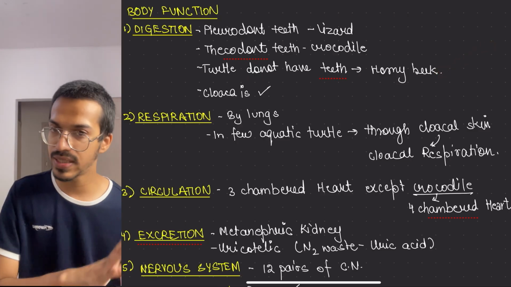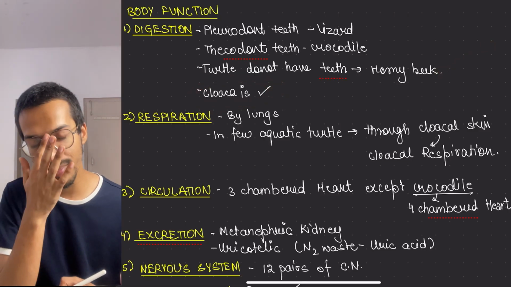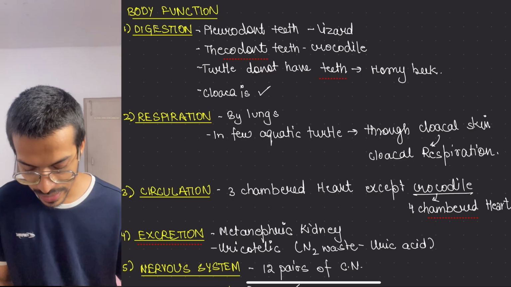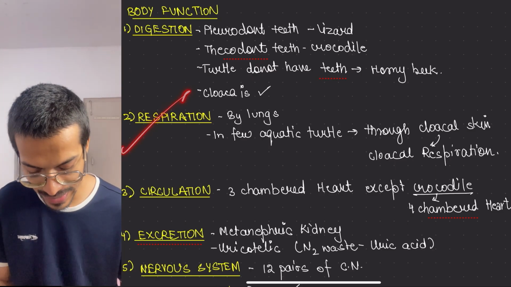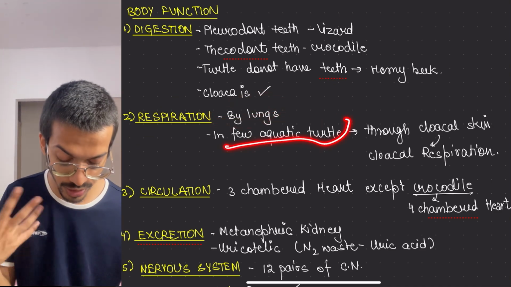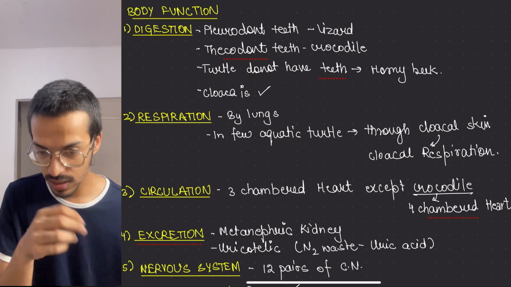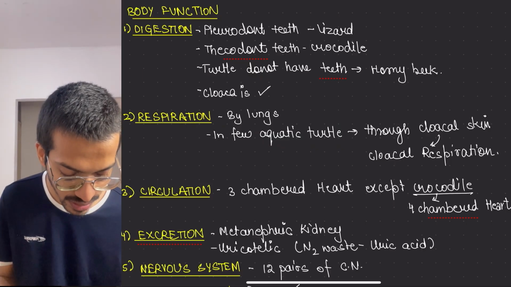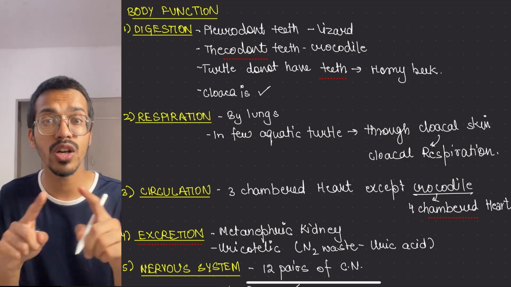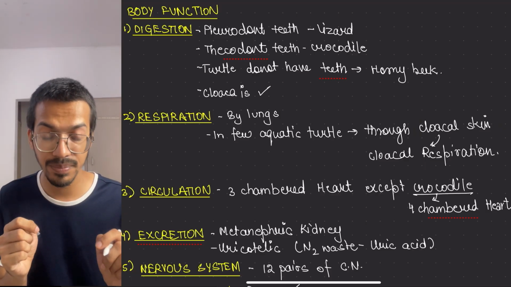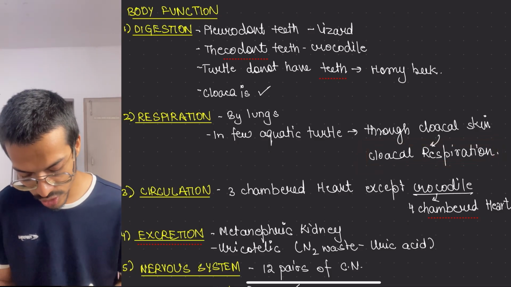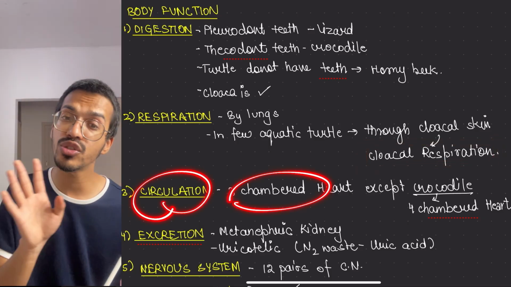Then the cloaca is present in them. You know what a cloaca is? It is a common chamber for the urogenital and anal openings. Respiration is by lungs. In aquatic turtles, which live in water, the cloacal skin helps in respiration. This type of respiration through the cloacal skin is called cloacal respiration. For circulation, the heart is 3-chambered, except in the crocodile, which is 4-chambered.